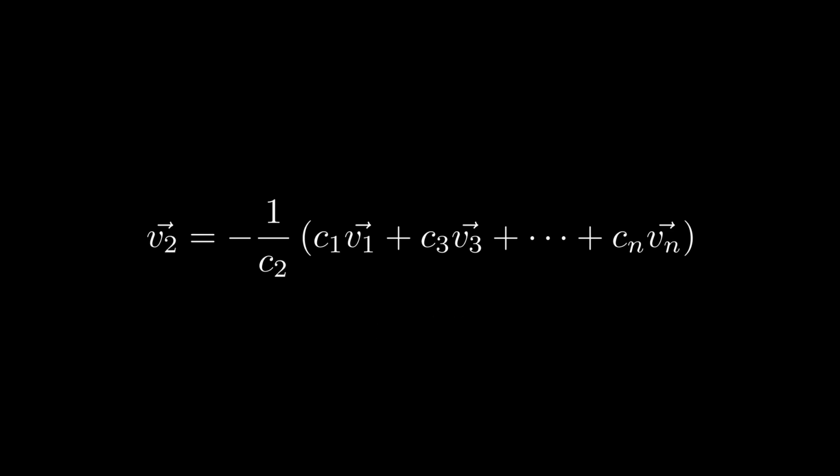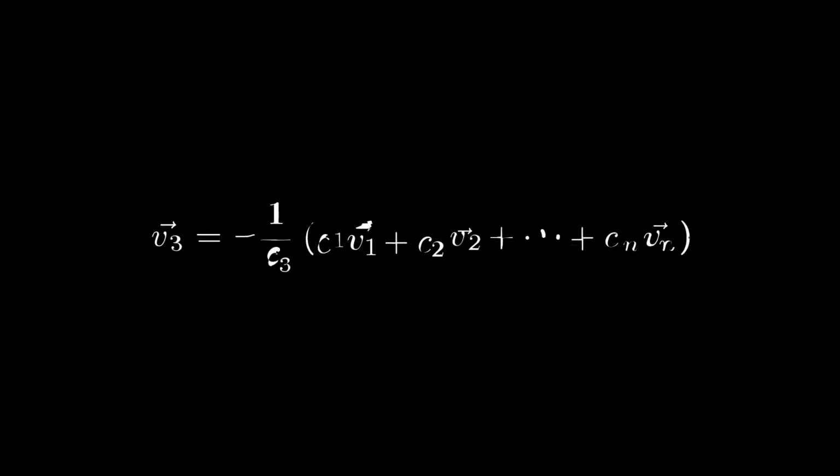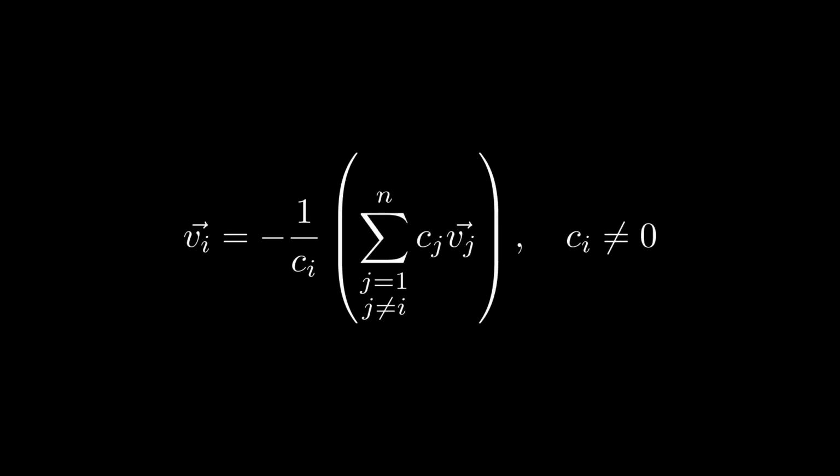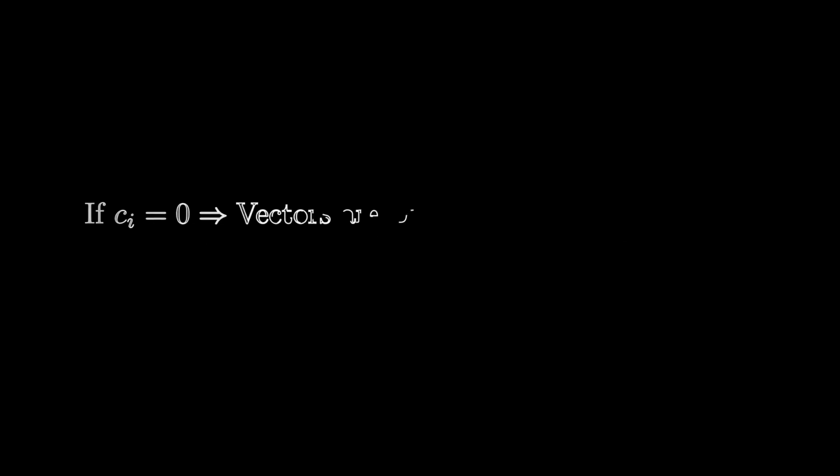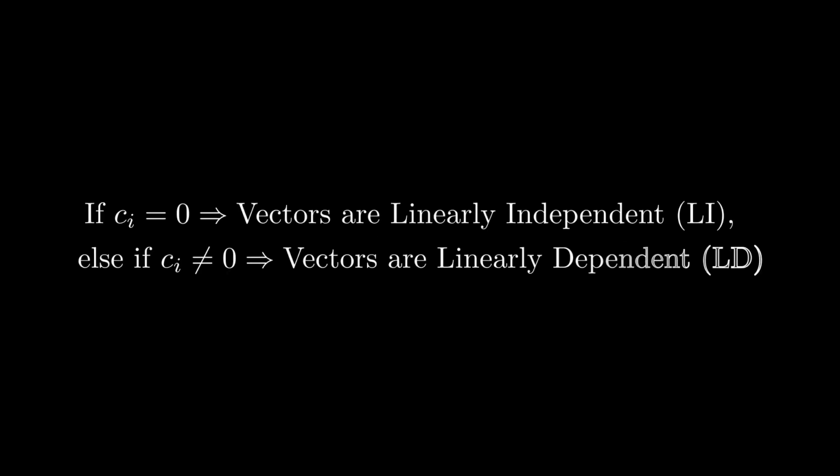Similarly, we can do this for v2, v3, and so on up to Vn. In fact, we can generalize it to this summation. This means for the set to be linearly dependent, any one of the coefficients needs to be non-zero, and if all of them are 0, the set would be linearly independent. This can be quite confusing at first, so pause and think about it for a while.